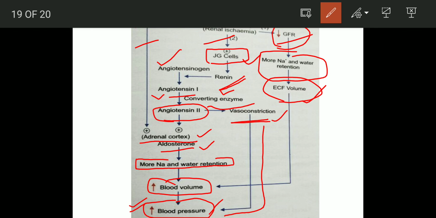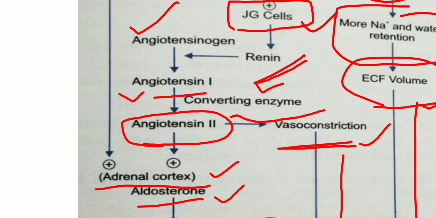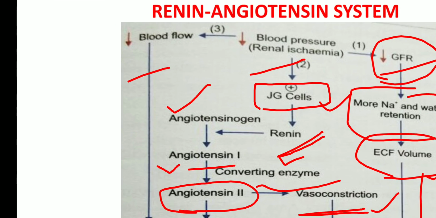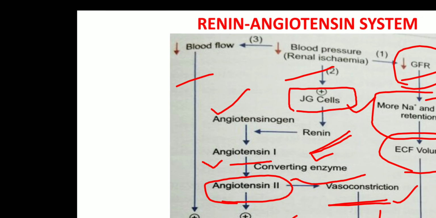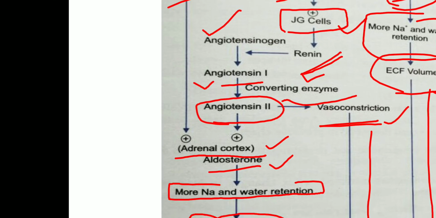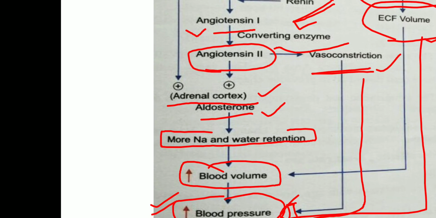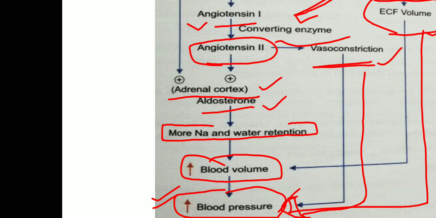This ECF volume will then cause what? This will cause an increase in your blood pressure. Okay, this was the second part. The third thing here is that whenever there is a decrease in the blood flow, which you see here, this blood flow will lead to stimulation of the adrenal cortex. This adrenal cortex will then lead to stimulation of aldosterone, more sodium and water retention, more blood volume, and more blood pressure.